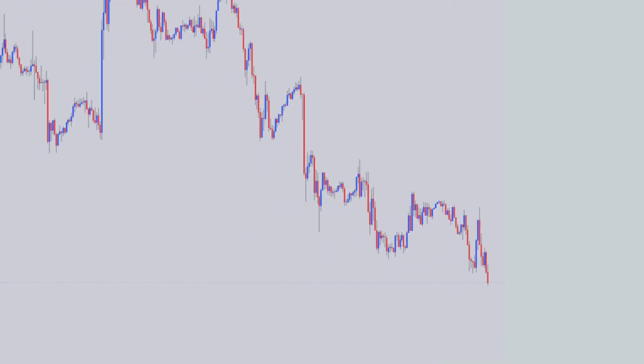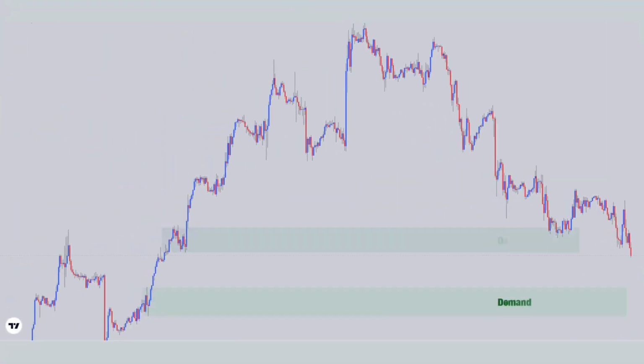I've explained the basics of supply and demand zones in this video. In the next videos, I'll break this down further into smaller, actionable pieces.